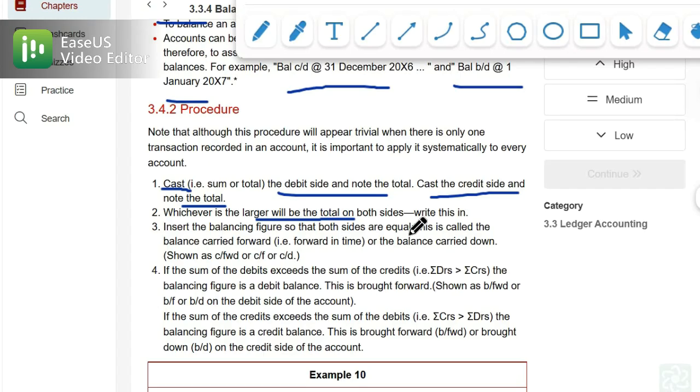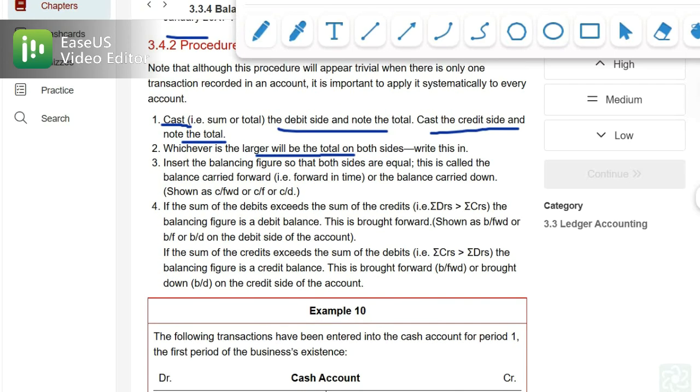So whichever side, debit or credit, is bigger becomes the total for both sides. This ensures that the account looks balanced. Okay, fine. Then insert the balance figure, which means you have to put the difference on the smaller side, and this is called the balance carried forward. It represents the closing balance at the end of the period.